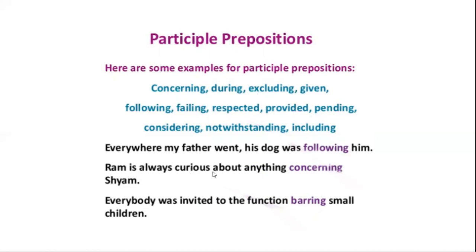Ram is always curious about anything concerning Shyam. Everybody was invited to the function bearing small children. So participle preposition is a verb which ends with en or ing. These words: concerning, during, excluding, given, following, failing, respected, provided, pending, considering, notwithstanding, including. So these prepositions are called participle prepositions.